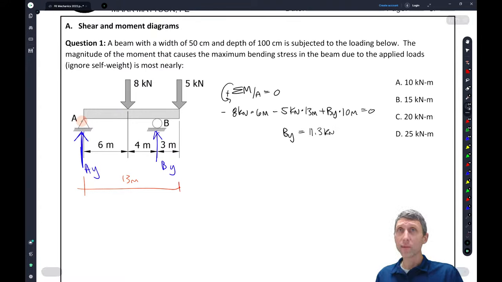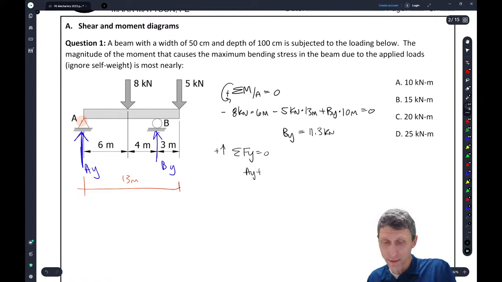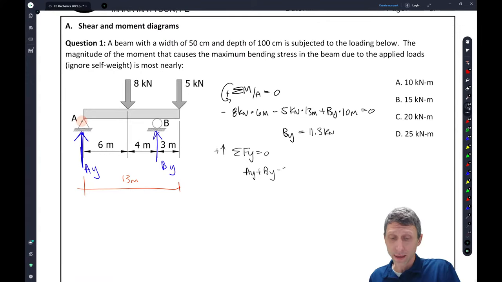Okay, so that works. Hopefully that makes some sense. The next thing that we're gonna do is jump in and do the sum of the forces in the y direction equals 0. Again, anything up is gonna be positive. So basically AY plus BY, those are both gonna be positive. Then we're just gonna subtract off the 8 kilonewtons and the 5 kilonewtons, and that's gonna equal 0.